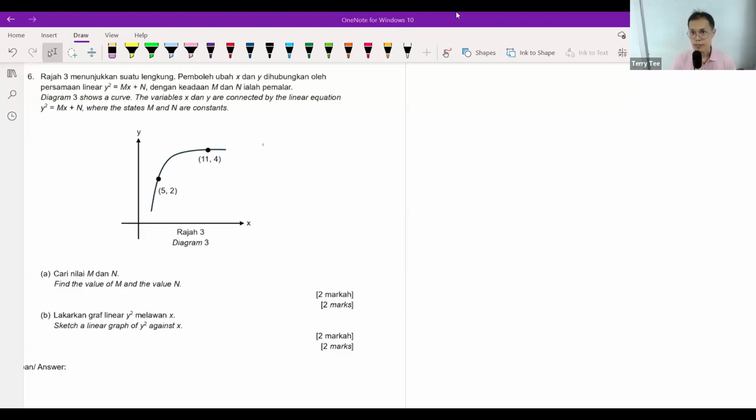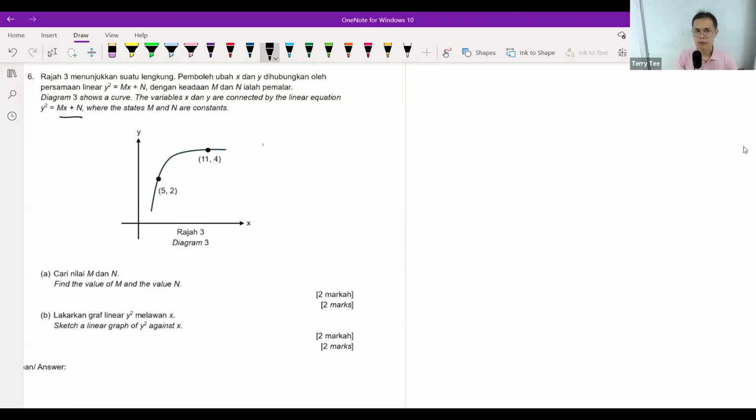Okay, moving on to question number 6. This is from Form 4, Chapter 6, Linear Law. So diagram 3 shows a curve. The variables x and y are connected by the equation y squared equals mx plus n. This is a non-linear function. Okay, you're supposed to find the values m and n.